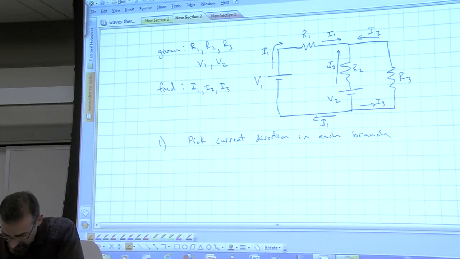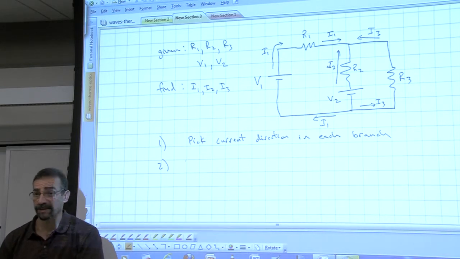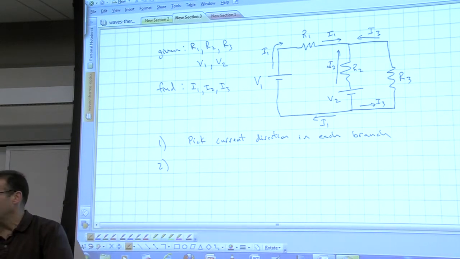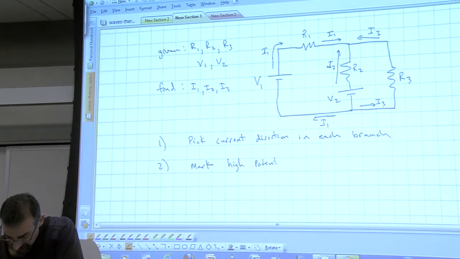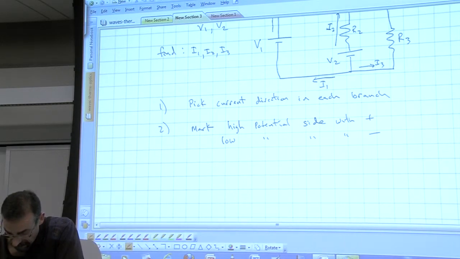Now, what we can do is I like to mark the high voltage and low voltage, the high potential and low potential side of each device. Okay, so for a battery, this is easy.